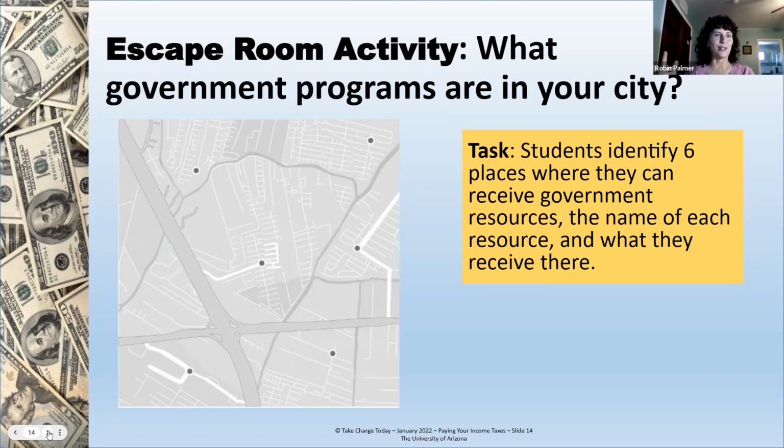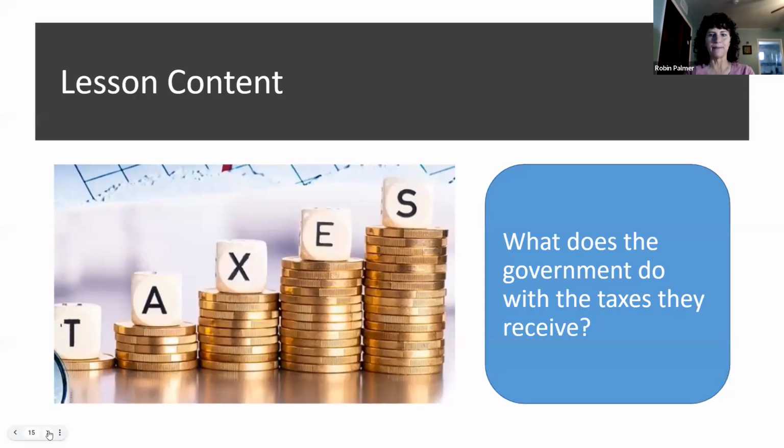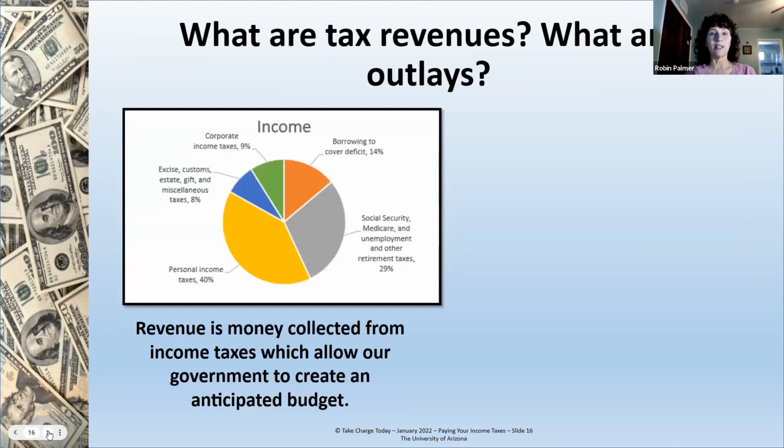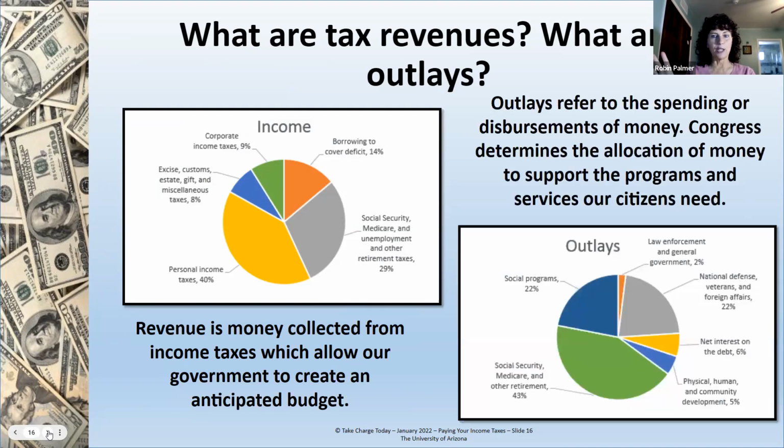So we try and make connections again between what they're learning and something active that you can have your students do. Another part of the lesson is, what does the government do with the taxes that they receive? And so we give you opportunity to talk about tax revenues that the government receives as income, and then the outlays, what they do with it. So these pie charts come from the information from the IRS. Every year we update this lesson so that it has current information for you that you can share with your students.